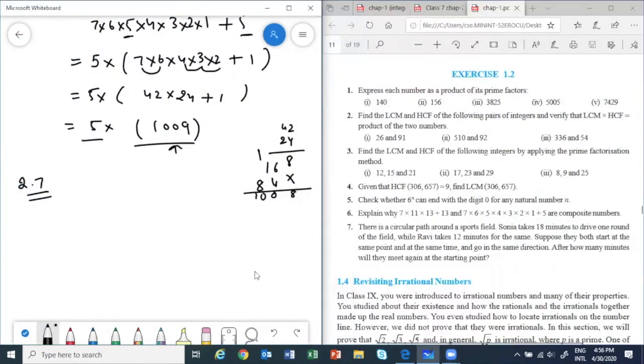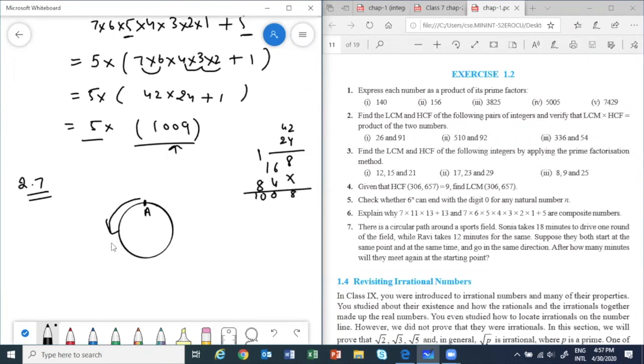Okay, see the next question. There's a circular path around a sports field. Now let's draw roughly a circle. Sonia takes 18 minutes to drive one round of the field, while Ravi takes 12 minutes for the same. Suppose they both start at the same point, let them start at point A, at the same time and go in the same direction. After how many minutes will they meet again?